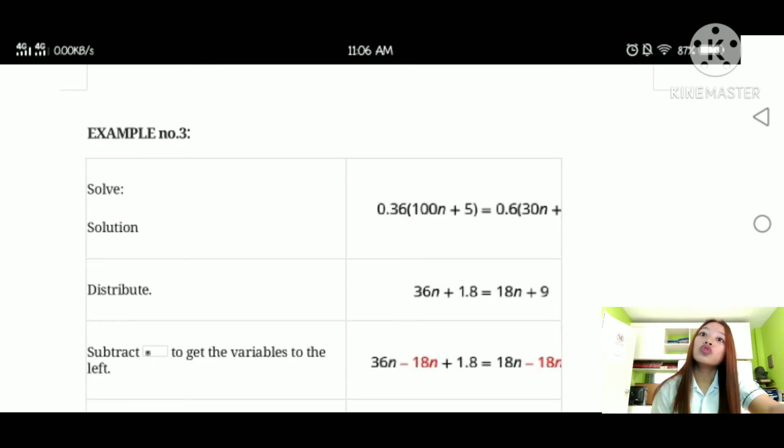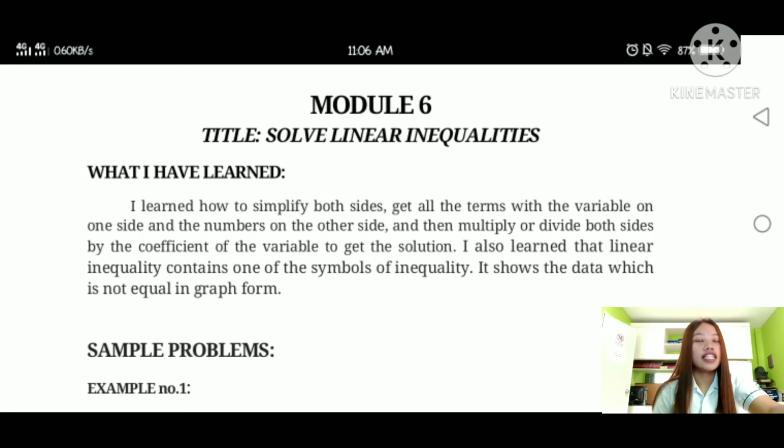Then, go to Module 6, titled Solve Linear Inequalities. I learned how to simplify both sides. Get all the terms with the variable on one side and the numbers on the other side. And then multiply or divide both sides by the coefficient of the variable to get the solution. I also learned that a linear inequality contains one of the symbols of inequality. It shows the data which is not equal in graph form.